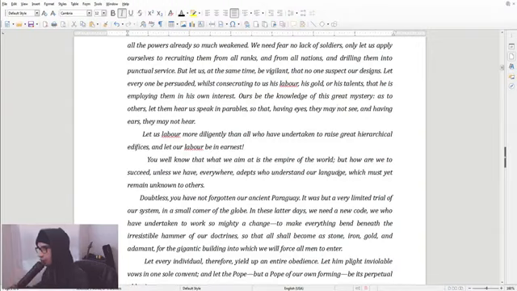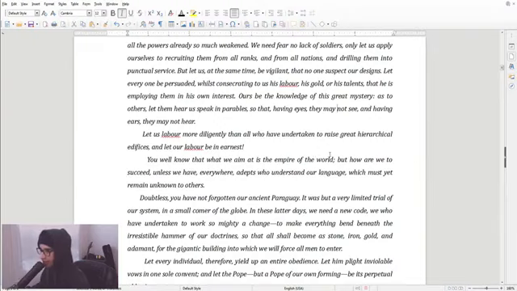You well know what we aim at is the empire of the world. But how are we to succeed unless we have everywhere adepts who understand our language, which must yet remain unknown to others? Doubtless, you have not forgotten our ancient Paraguay. It was but a very limited trial of our system in a small corner of the globe, the Roman Catholic globe.